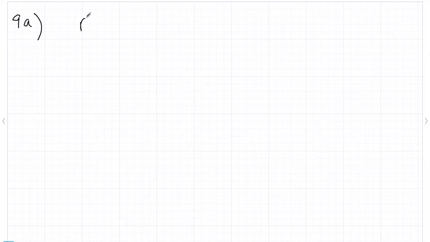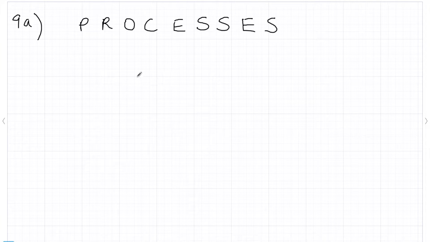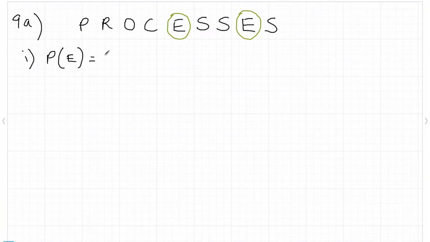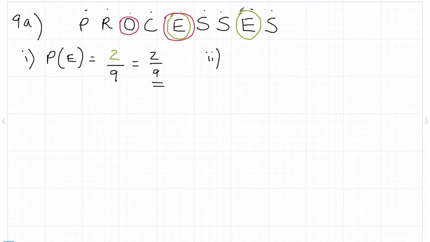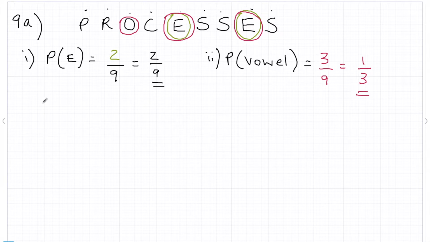Question 9. So you've got 9 letters here. You have to find the first one, probability of E. So there's 2 E's over a possible 9 letters. So that's 2/9. Part 2, probability of a vowel. Well, there are 3 vowels over a possible 9 letters. So that's 1/3.